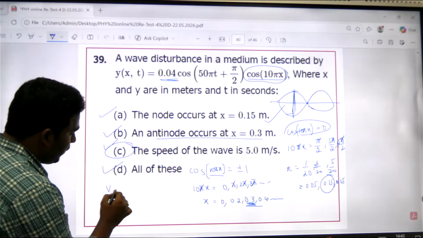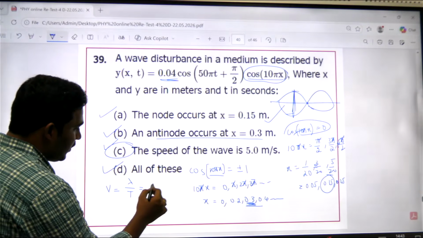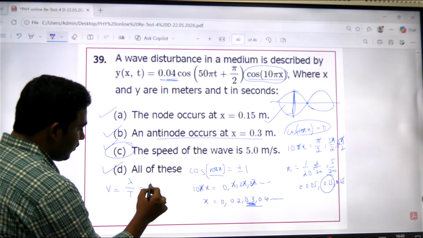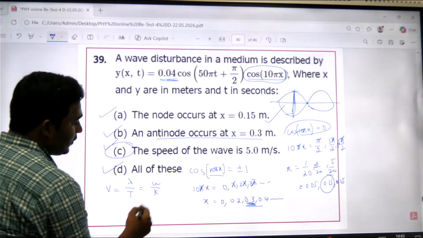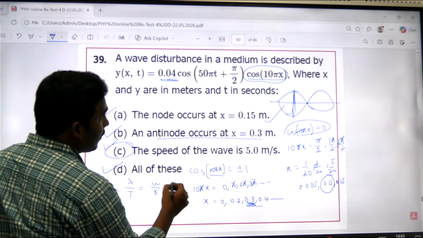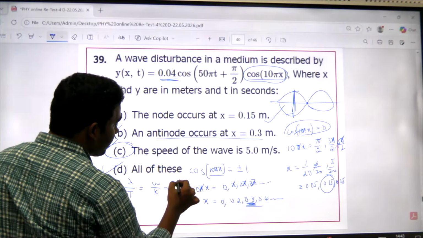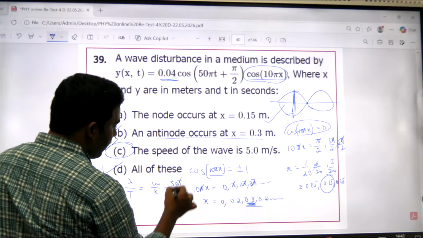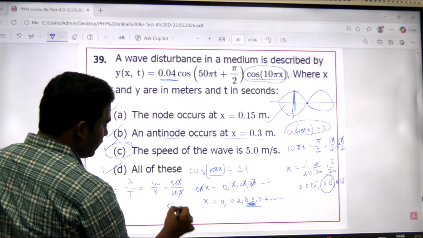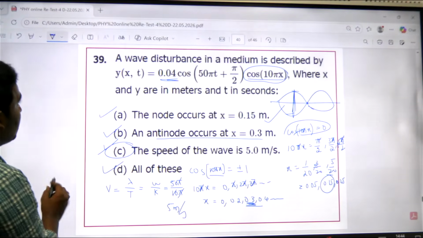So the velocity would be equal to lambda by T, which is nothing but omega by k. What is omega? Omega is 50 pi by k. What is k? 10 pi. It is 5. The velocity is 5 meter per second. So all options 1, 2, 3 are right, so your option 4 is the right answer.